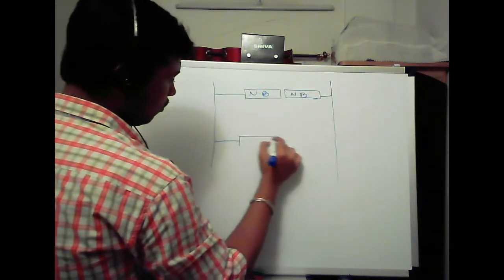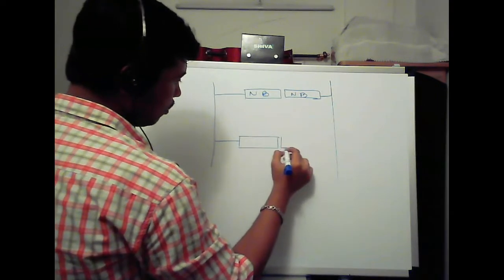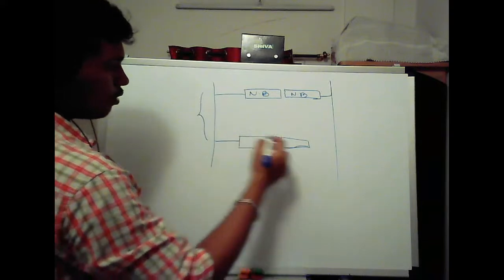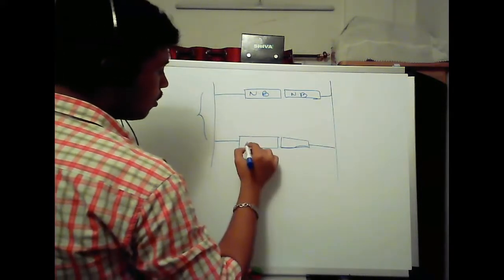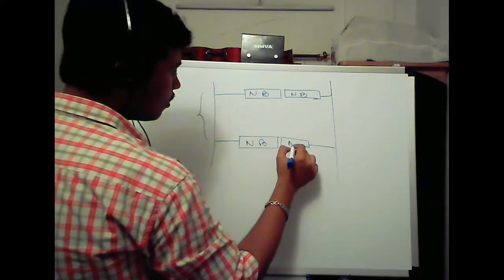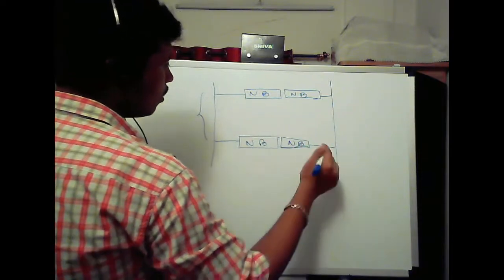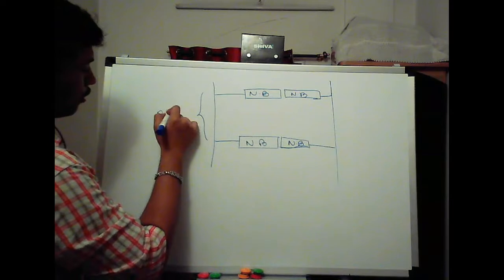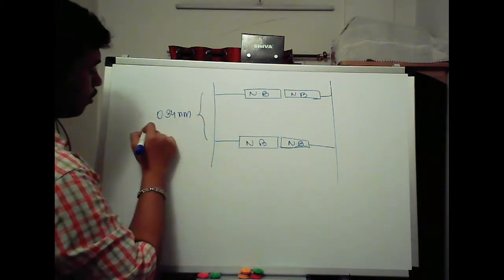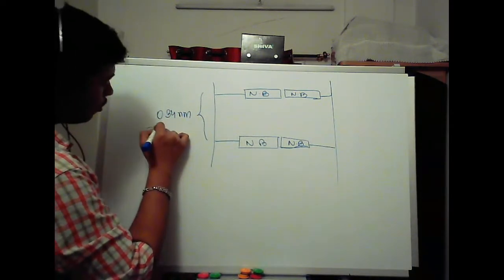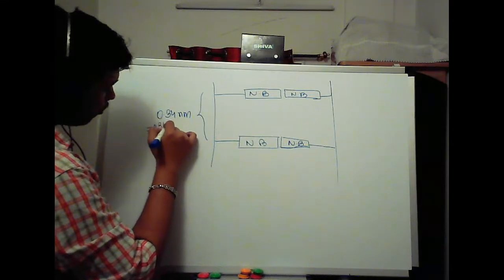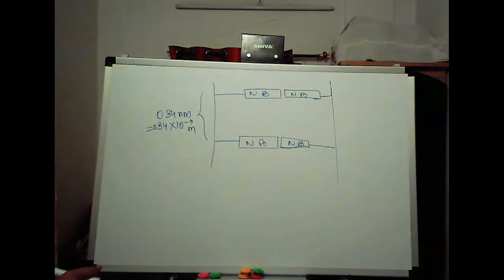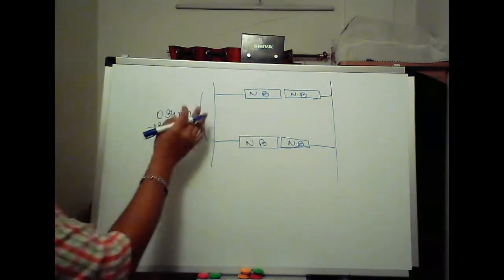This is another one. What is the distance between these two? Tell me, please comment it down. Yes, correct. This is 0.34 nanometer, which is equal to 0.34 into 10 to the power minus 9 meters. Okay, this was the previous part.